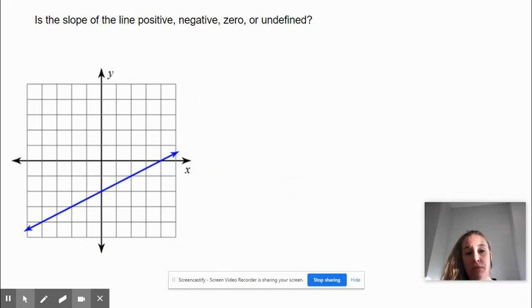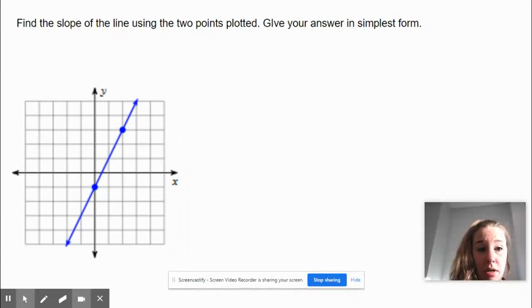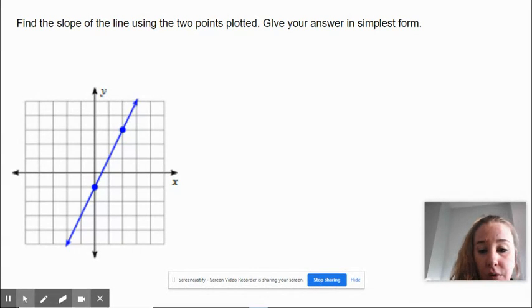So what about this one? Going up. That's positive. No slope, 0. The slope of this line is 0. Oops, and that is the end of that. So you're just making predictions for the first 5 questions.